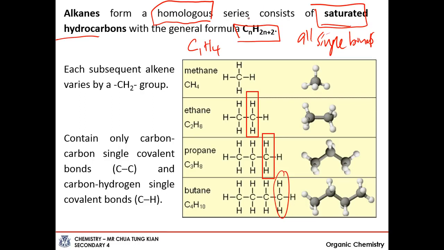So if I were to say, what is the molecular formula of an alkane with 3 carbons? If you sub this into the formula, C3H, 2 times 3 plus 2 is C3H8, propane. What is the molecular formula of the 5th member of the alkanes homologous series? It will be C5H12. 2n+2. Right? Simple.